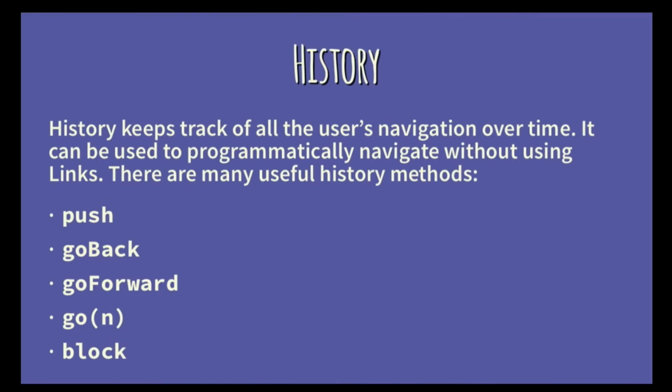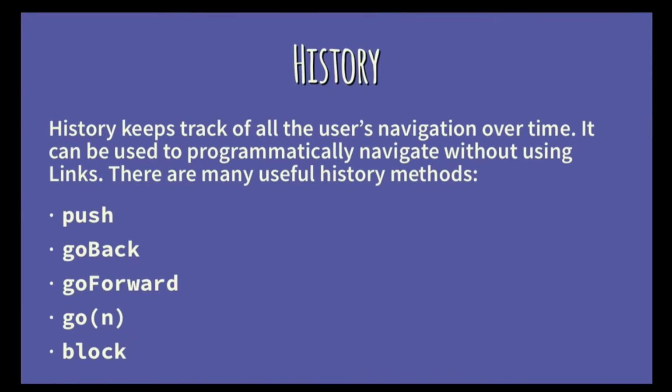So who knows how to read? All right, Amari. History. History keeps track of all the users' navigation over time. It can be used to programmatically navigate without using links. There are many useful history methods. Push, go back, go forward, go, and block. Yeah, and there's even more than that too.